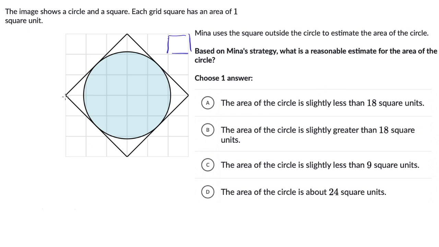So what I'm going to try to do is figure out the area of the square. And if I can figure out the area of the square, we know that the area of the circle is going to be less than that. And maybe that'll help us with these choices. So the area of the square, we could just count these squares, and then we could use these little triangular sections right over here as a half.